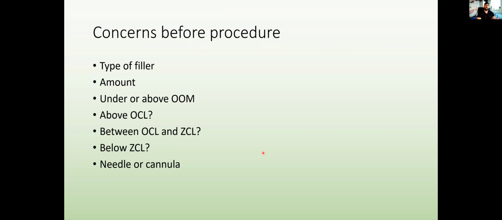And then remember I showed you the ligaments. Do we go above the OCL or below, or even below the ZCL? And do we use a needle or cannula? That's a very common question I get asked, and I'm hoping somebody will ask me this later on, and we can talk through that together.